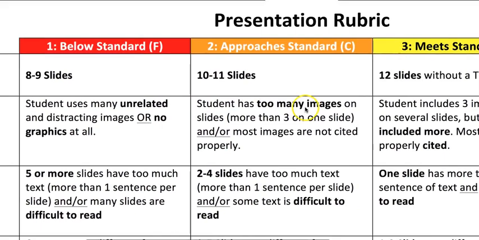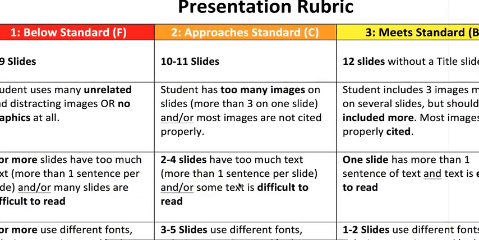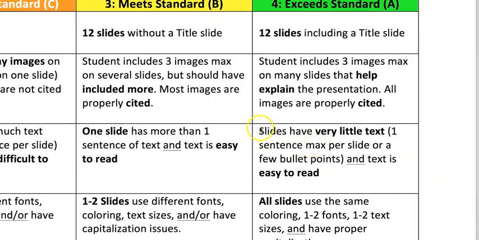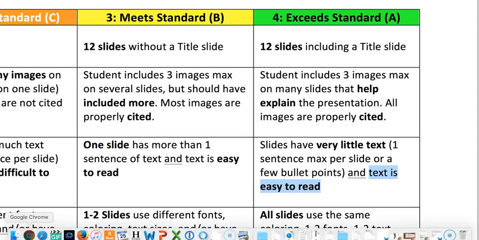So, in your presentation rubric, you're going to need to keep in mind that your text needs to be legible, and also there shouldn't be too much text. So, this is the standard for how to get an A. You want very little text, including one sentence maximum per slide or a few bullet points. And the text should be easy to read. So let's look at the text as easy to read first in my example.